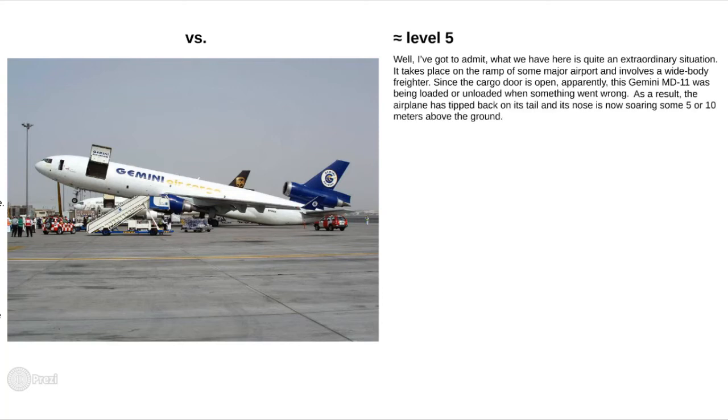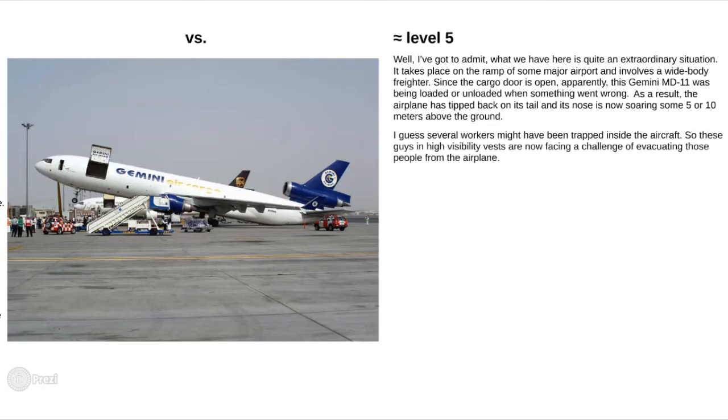As a result, the airplane has tipped back on its tail and its nose is now soaring some 5 or 10 meters above the ground. I guess several workers might have been trapped inside the aircraft. So these guys in high visibility vests are now facing a challenge of evacuating those people from the airplane.